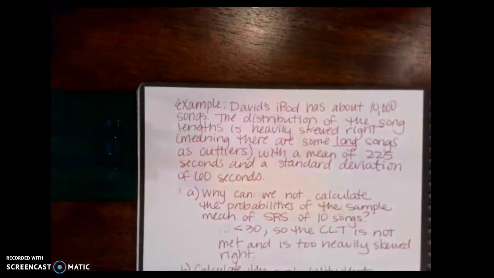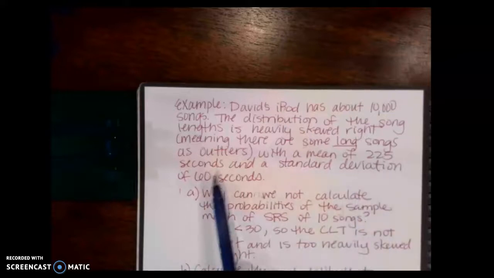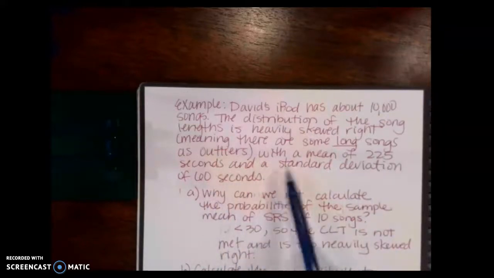So let's apply it. David's iPod has about 10,000 songs. The distribution of the song lengths is heavily skewed to the right, meaning there are some long songs as outliers. You have songs that are over 18, 19 minutes long, but there's a concentration of short intro songs. Then you've got the 1-minute, 2-minute, 3-minute, and 4-minute songs, and the longer songs are rarer. But you've still got those really long ones that make it heavily skewed to the right. So there is a mean of 225 seconds per song and a standard deviation of 60 seconds.